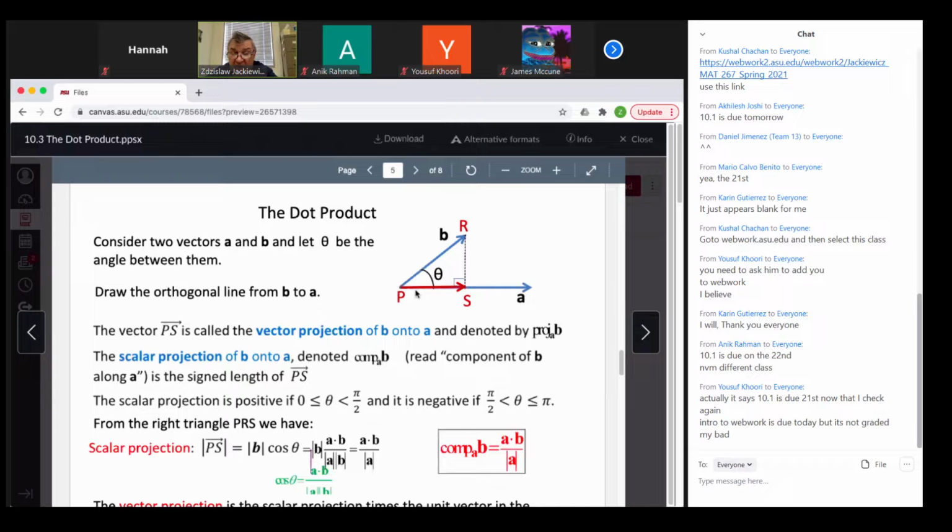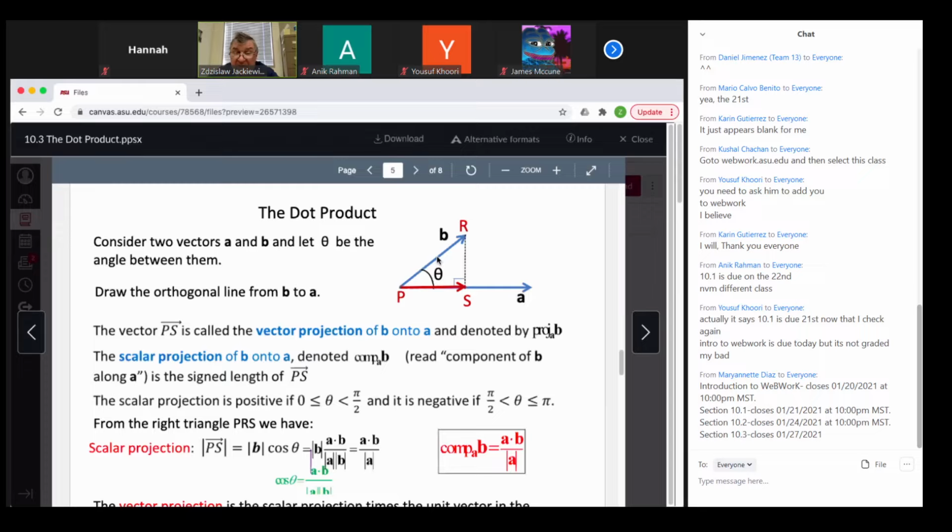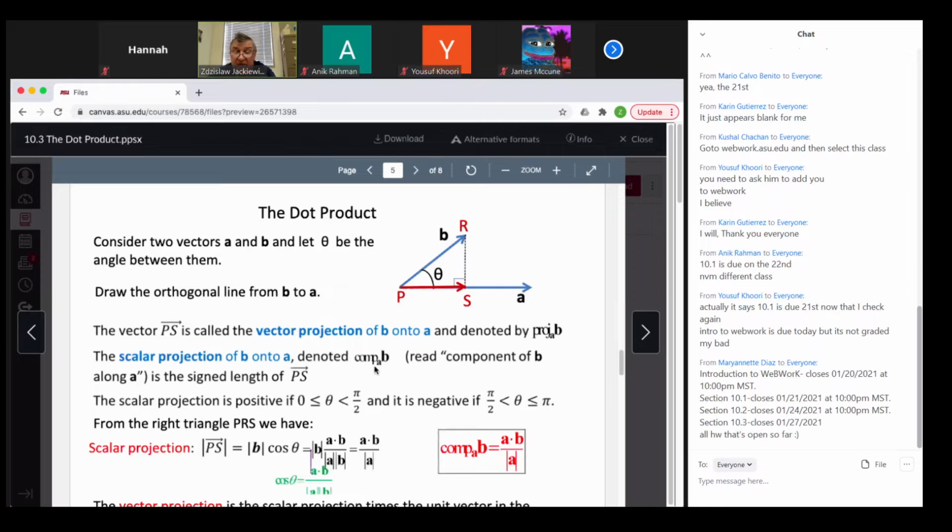just the magnitude. Well, not really magnitude, the scalar projection is just the magnitude. Well, if you put PS to B, that's a cosine. So the magnitude of B times cosine, we call this the scalar projection, and we call this the component of the vector B in the direction of A. That's the notation. Read: component of B along A.